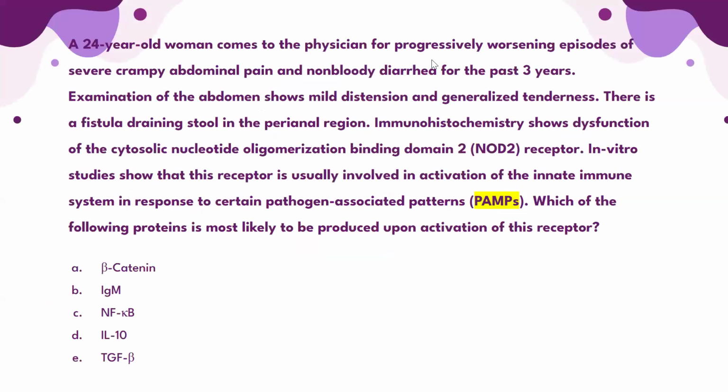A 24-year-old woman comes to the physician for progressively worsening episodes of severe crampy abdominal pain and non-bloody diarrhea for the past 3 years. Examination shows mild distension, generalized tenderness, and there is a fistula draining stool in the perianal region. Immunohistochemistry shows NOD2 receptors. In vitro studies show that the receptor is usually involved in activation of the innate immune system in response to certain pathogen-associated patterns, also known as PAMPs. Which of the following proteins is most likely to be produced upon activation of this receptor?